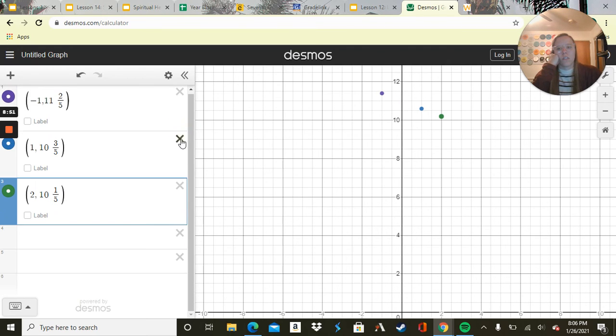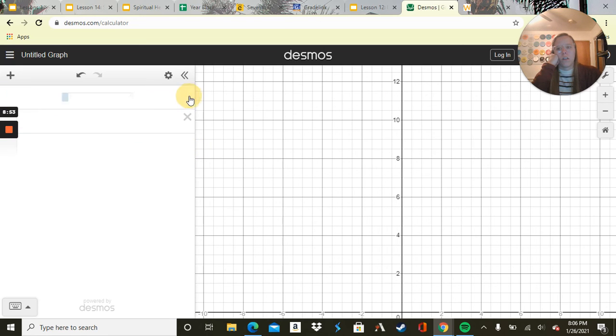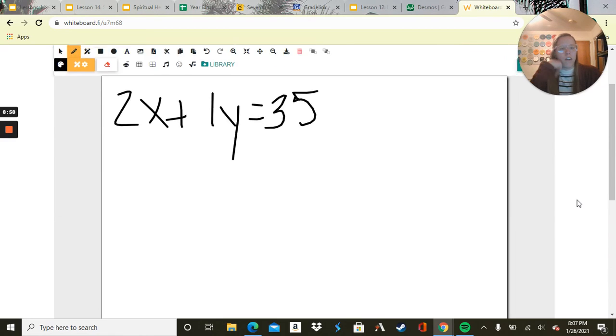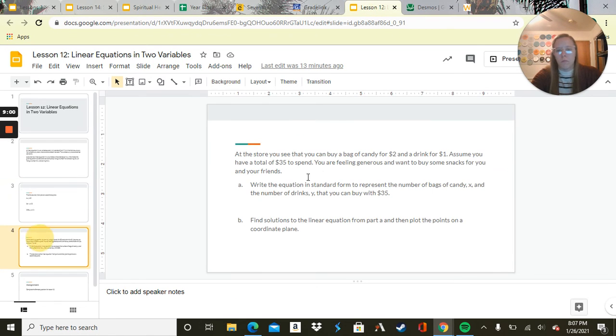Okay, so we're going to look at our word problem before we graph the last one here. So our word problem says, at the store, you see that you can buy a bag of candy for $2 and a drink for $1. Assume you have a total of $35 to spend. You're feeling generous and want to buy some snacks for you and your friends. So first, write the equation in standard form to represent the number of bags of candy, X, and the number of drinks, Y, that you can buy with $35. Then find solutions, just like we've done, and plot them.